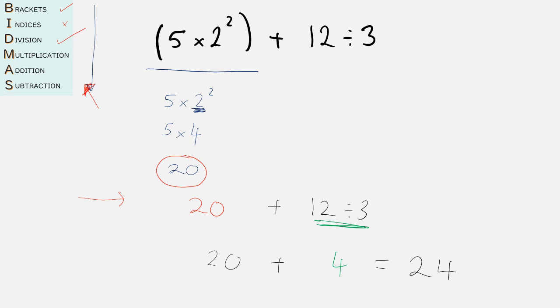So work through BIDMAS like that, underline the bit that you're sorting out, like we did there, and then write everything else out the same, like we did there.